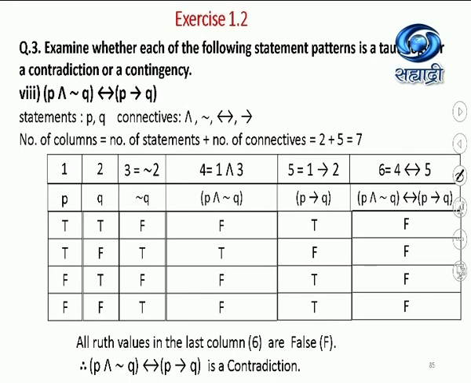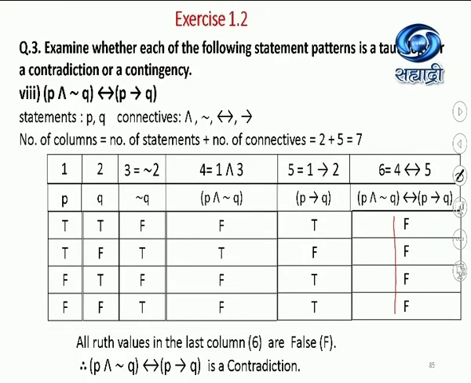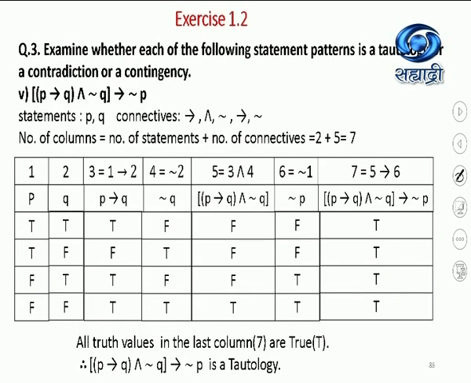Then same question, same exercise, problem number 8. All the entries in the last column are F. So it is a contradiction. I'll go back if you want. If you note it down, you can solve it on your own. Problem 9 from exercise 1.2 question 3 is a contingency. Eighth problem from question 3 from exercise 1.2 is a contradiction. And fifth problem from question 3 from exercise 1.2 is a tautology.